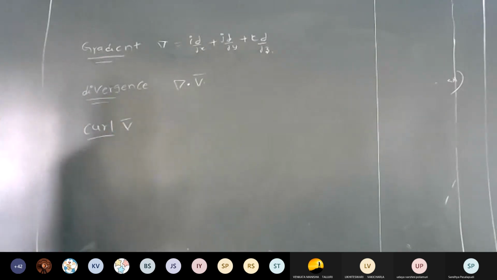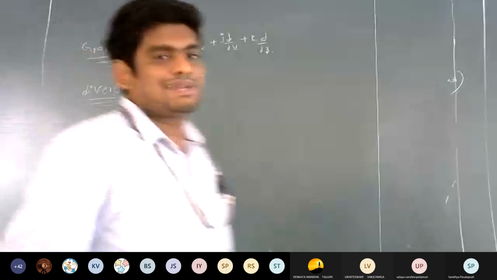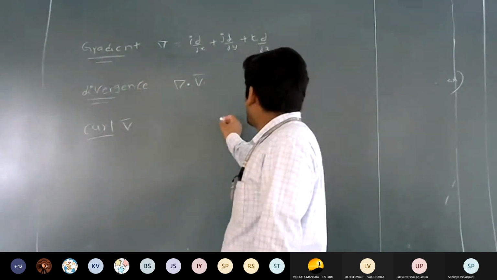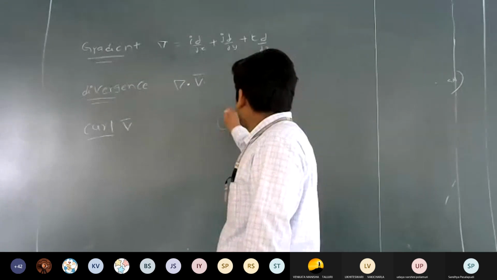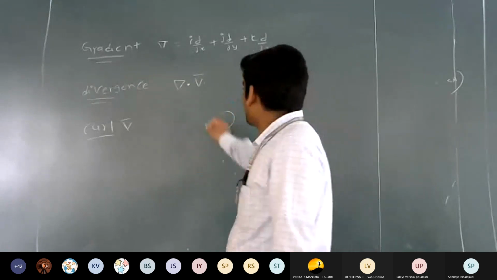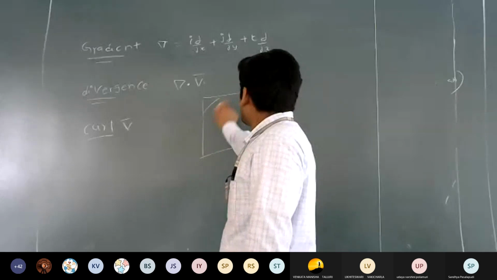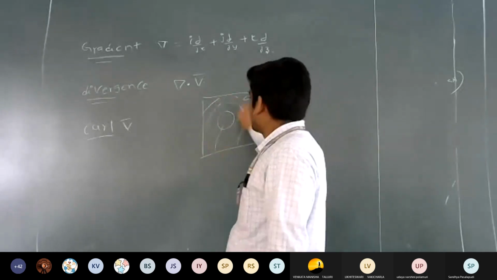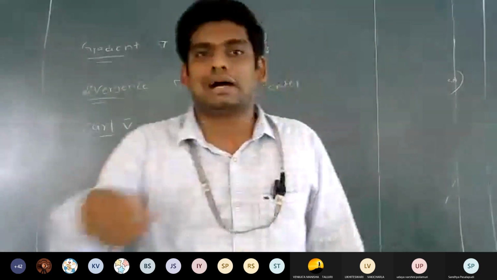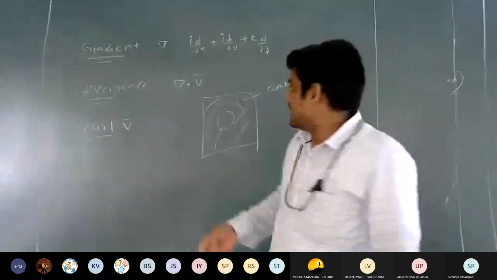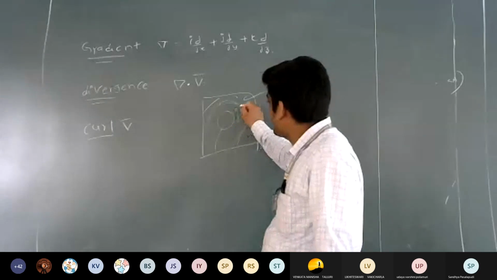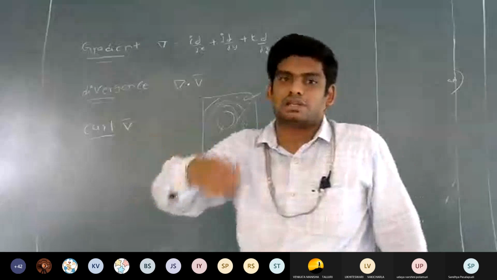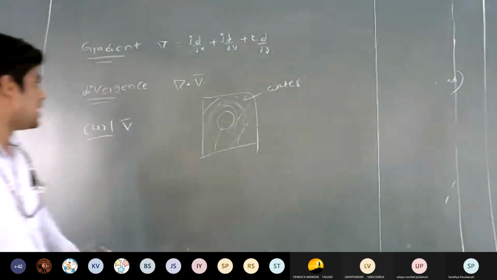So next one is curl. Curl means spin, that means rotating. Suppose you take a rotating object, say water. If we rotate the water by taking a stick or any other instrument, and we put one object in this water, and the object rotates in the direction of the water, that is called curl.